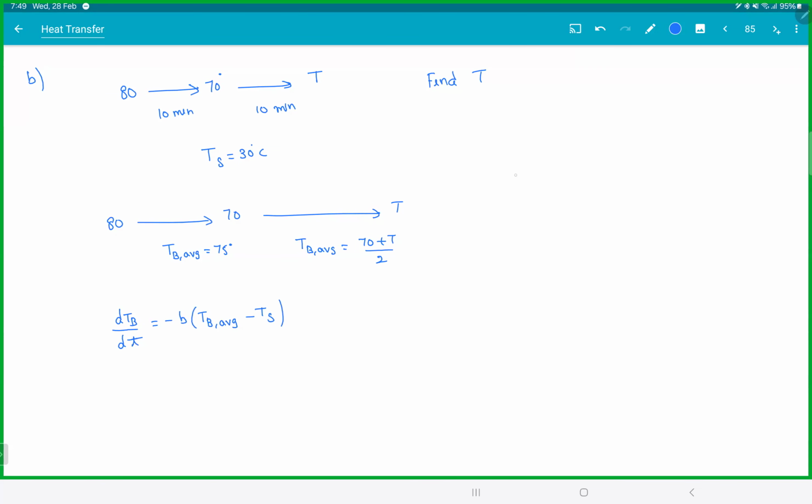So for the first one, it will be 10 degrees, time is 10 minutes, minus B times the average 75 minus 30. Second one, temperature difference is 70 minus T, time is also 10 minutes, minus B times (70 plus T) by 2 minus 30. Divide them. Let's get the value of B from here, so B will be minus 1 by 45.